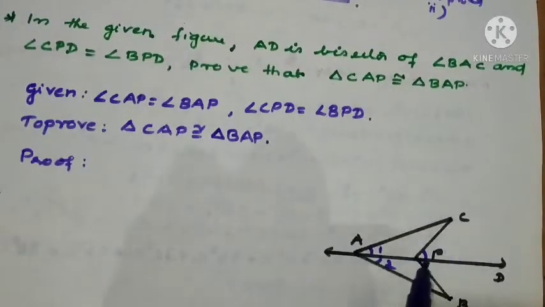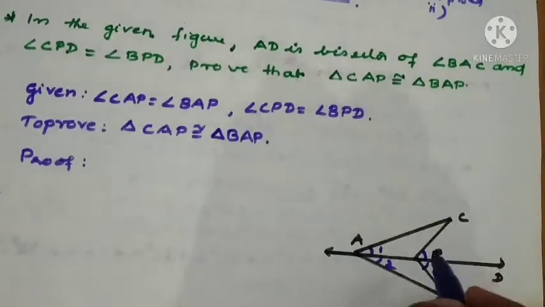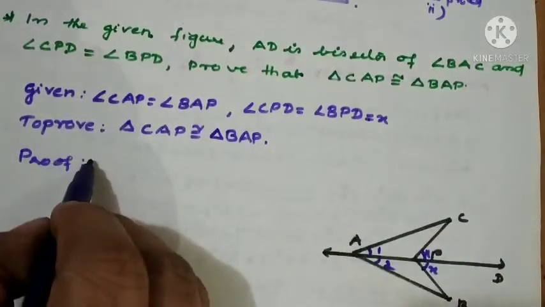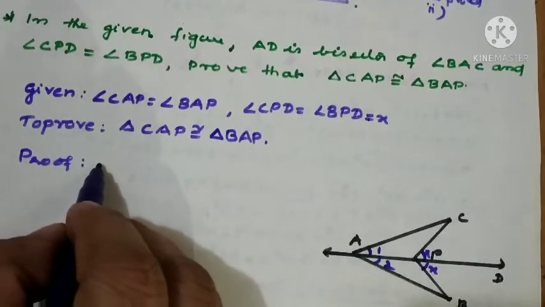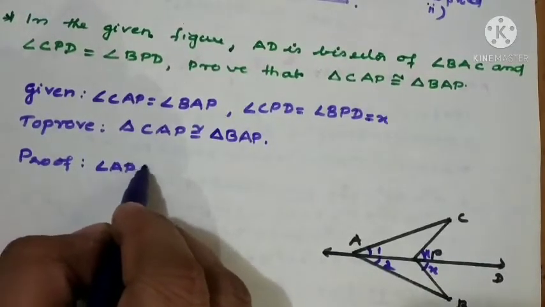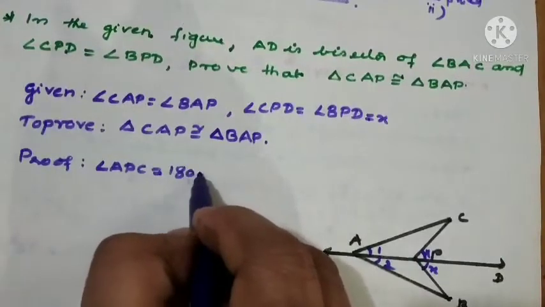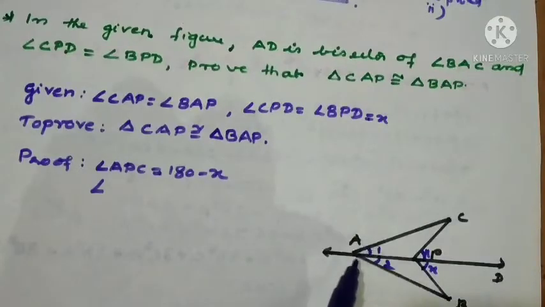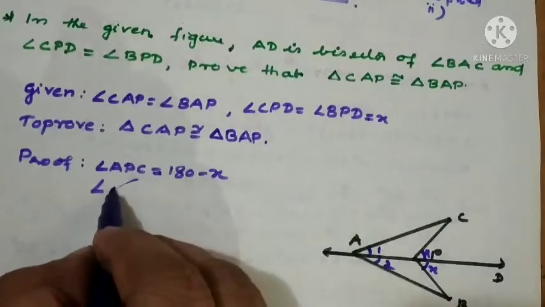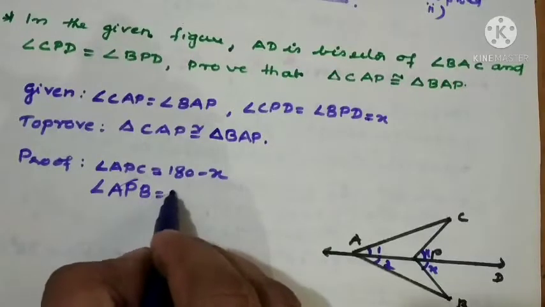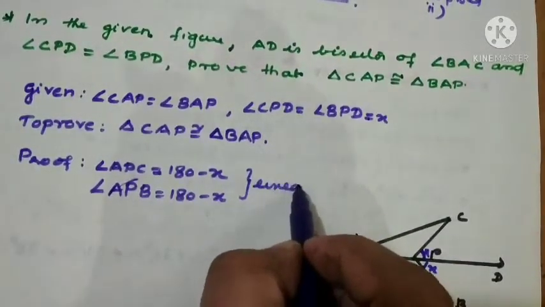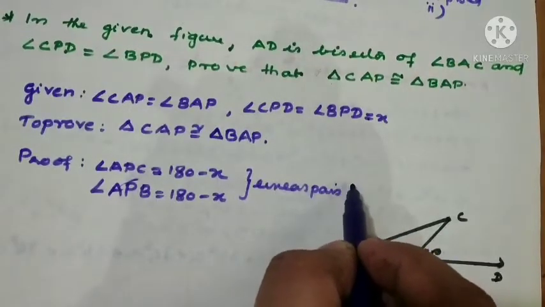Here CPD and BPD are equal. So let us mark it is equal to X. Right? So here also I'll write X only. Therefore, what we can write? Angle APC equal to 180 minus X. Similarly, angle APB is 180 minus X. And equation 1.